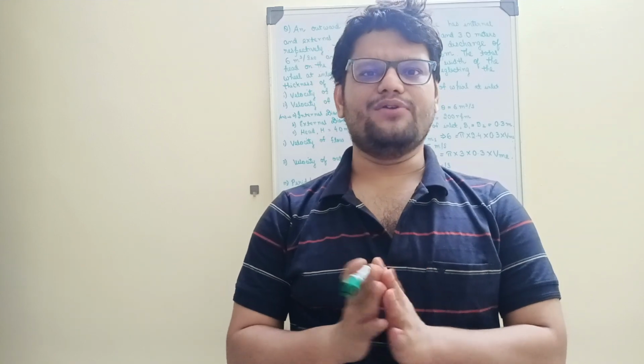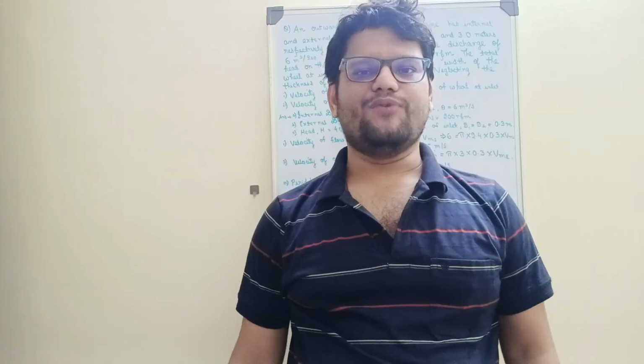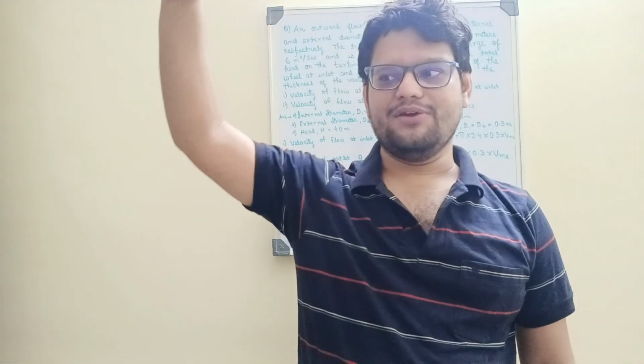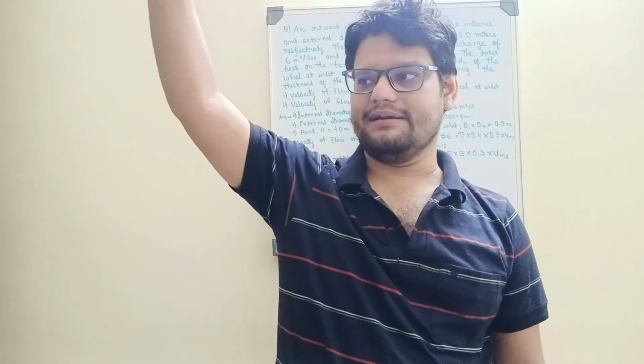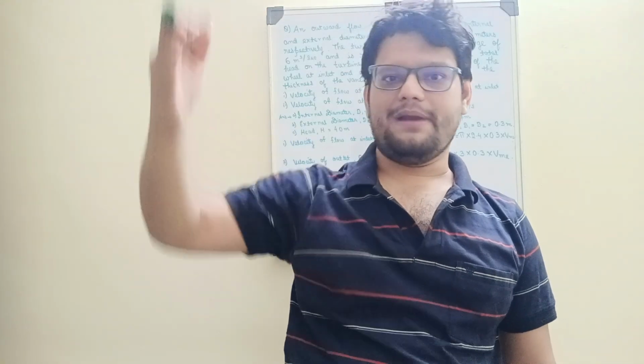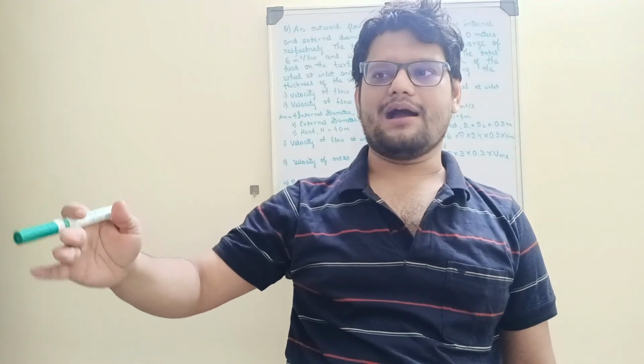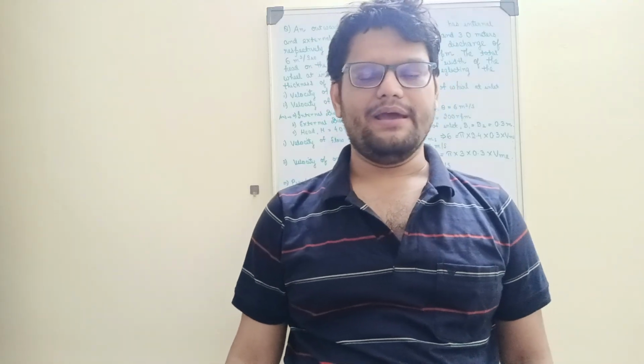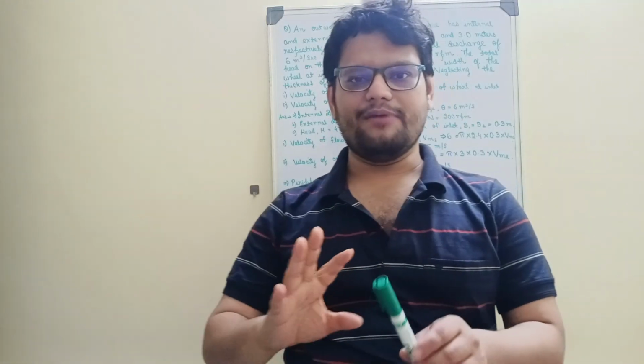We know that there are two or three types of turbine used in the hydroelectric power plant. One is the Pelton turbine and the other is the Kaplan turbine. Pelton is used in high head hydroelectric power plants, and the Kaplan turbine is used in low head hydroelectric power plants. So, how does the turbine basically work?